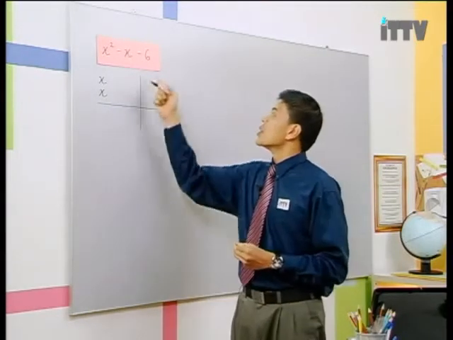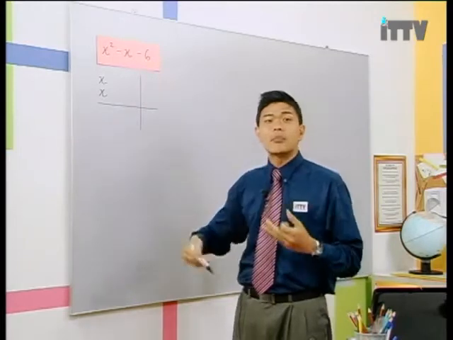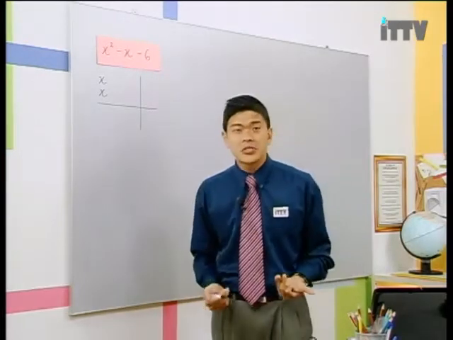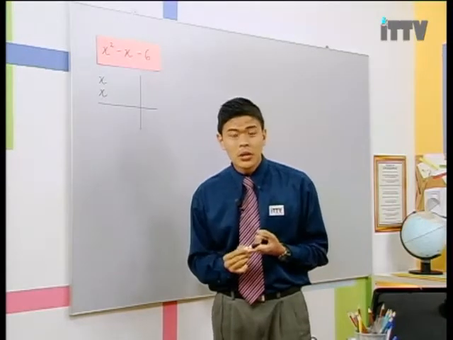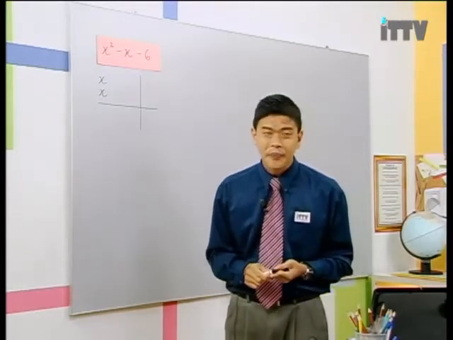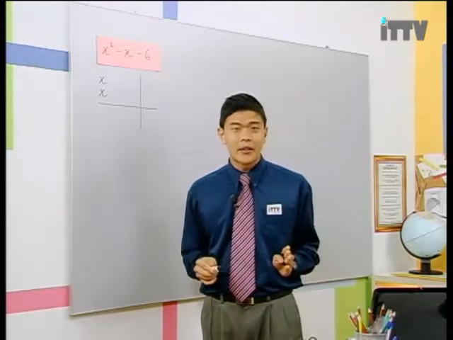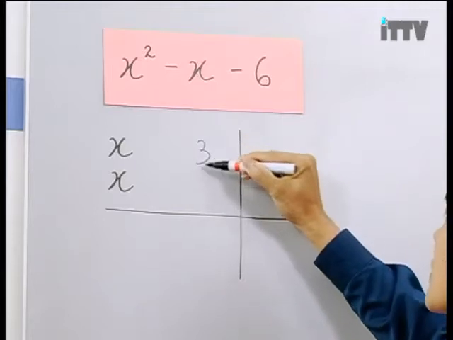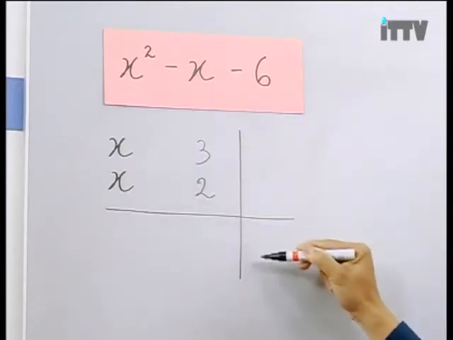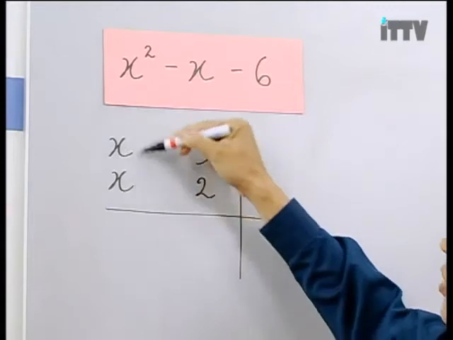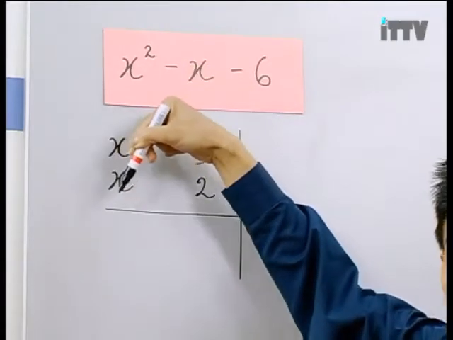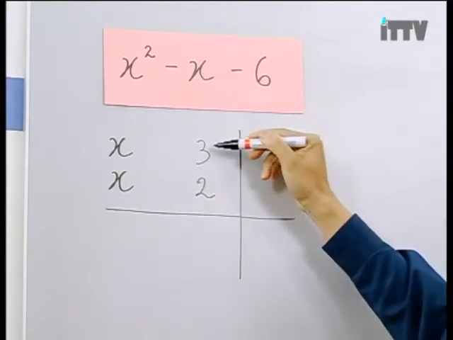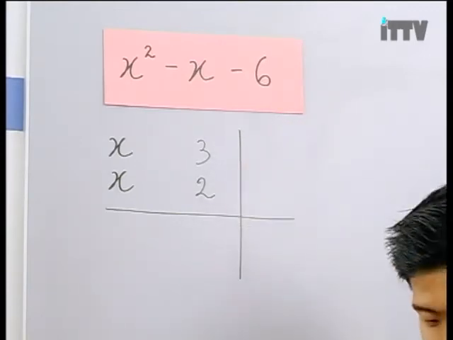Next, rewrite C as a product of 2 parts. And now you must think, what times what gives you 6? You can have 3 by 2 or 6 by 1. So you must choose 1, and I will choose 3 by 2. So remember, first step, the 2 lines. Second step, rewrite x squared as the product, and you get x by x, and 6 as a product of 3 and 2.